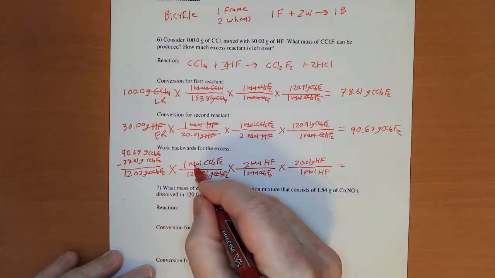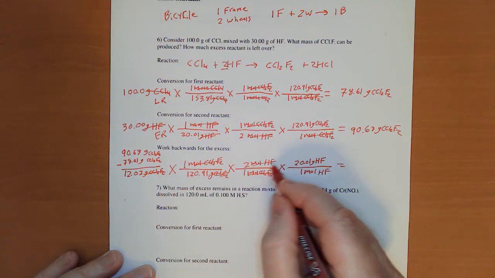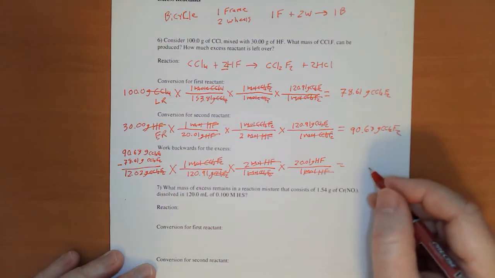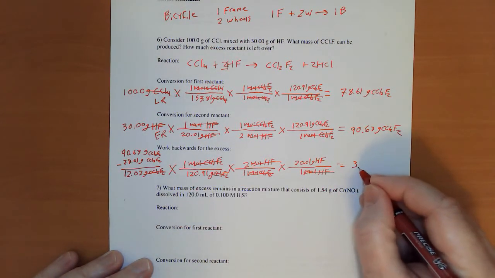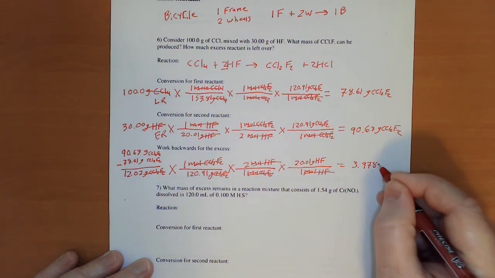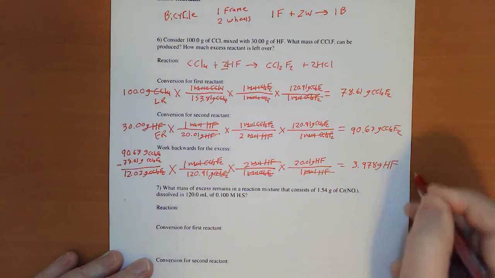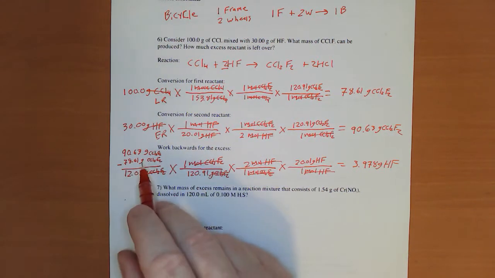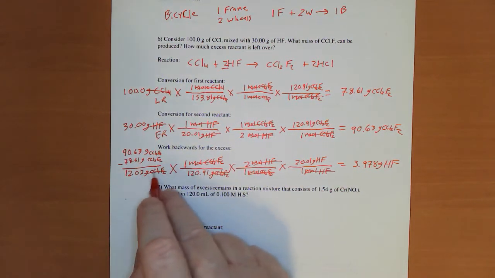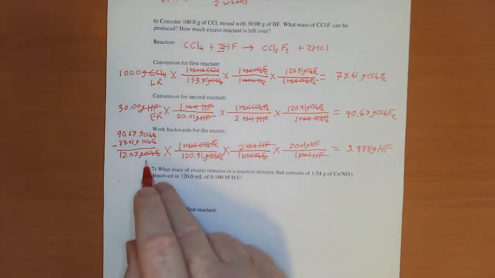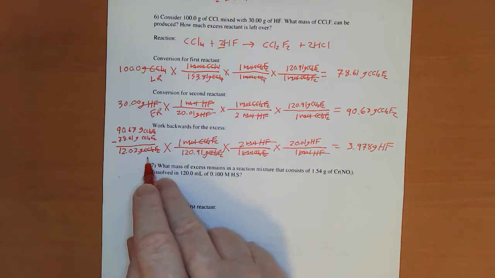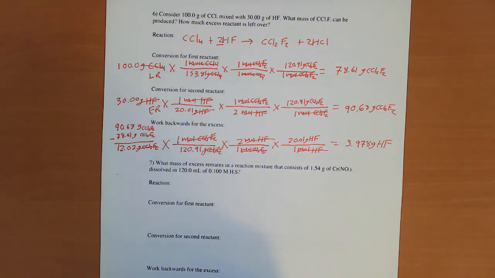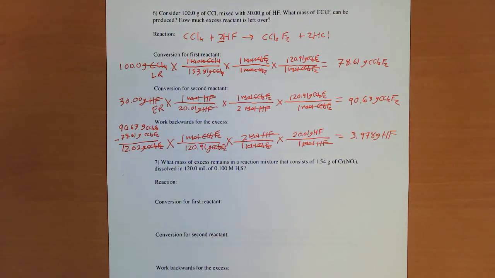That cancels, that cancels, that cancels, and I'm getting about 3.978 grams of HF left over. Now, I've had some people say, take this difference, how come that's not how much is left over? Because that's not even HF. That's how much I couldn't make. Always label everything clearly, and that will answer most of your questions for you.